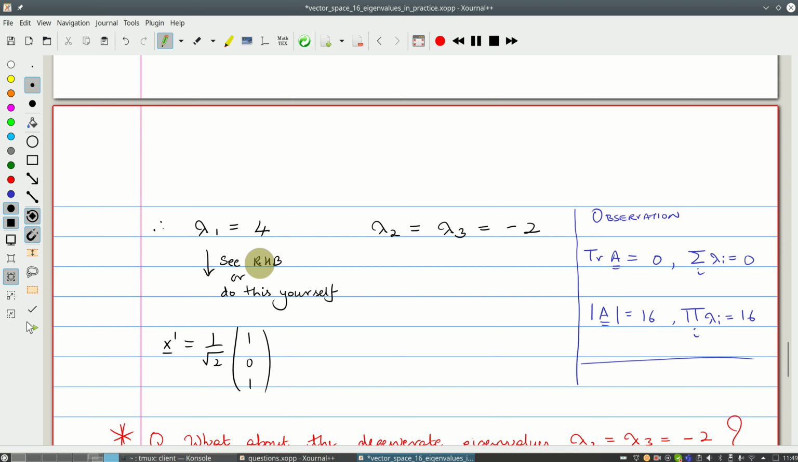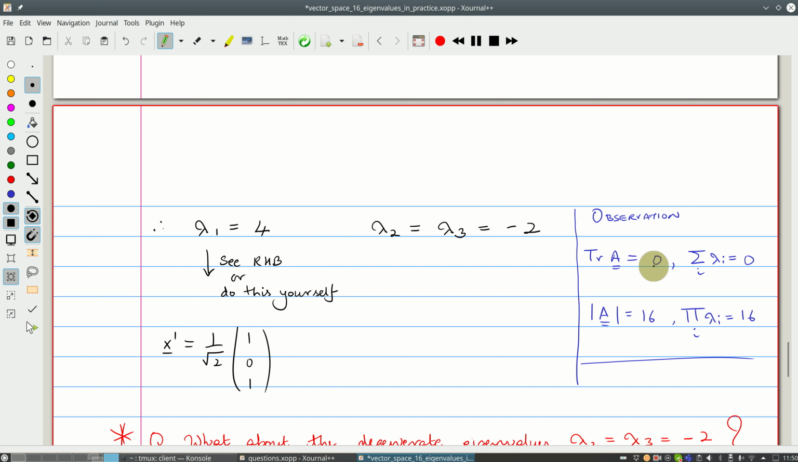It's in Riley, Hobson and Bence, but you can easily do it yourself, and I suggest you please do it yourself before checking your answer here. What is of interest here is that the other two eigenvalues are degenerate, and they are both equal to minus 2. So lambda 2 equals lambda 3 equals minus 2.